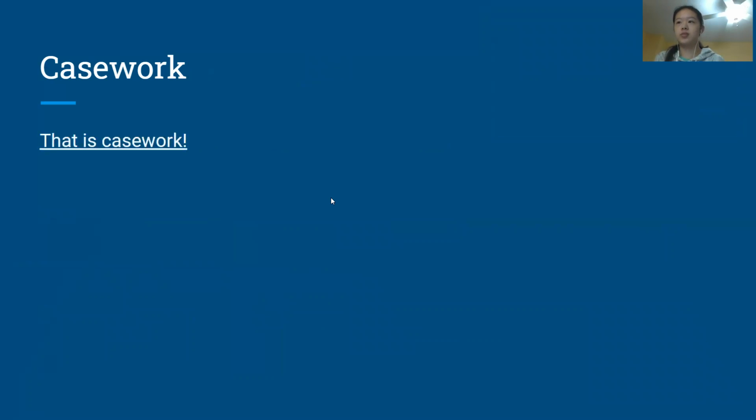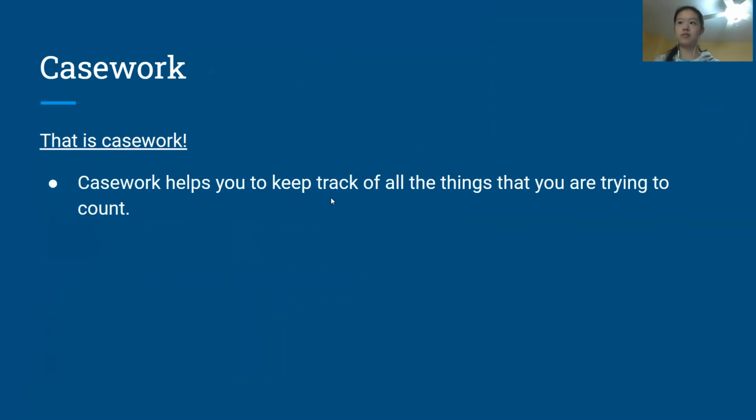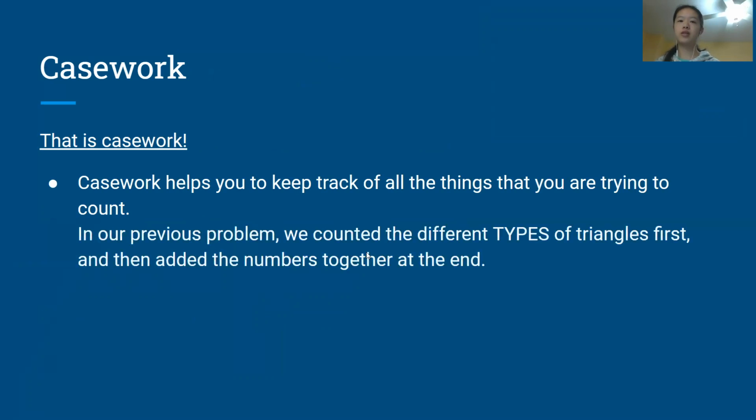So yeah, that's basically what casework is. It's just staying organized in your work, making categories as you're counting, and in this problem, we counted the different types of triangles first, and then added the numbers together at the end. The different types of triangles can be called cases, which is why it's called casework, because you're splitting the problem into cases and looking at each one individually first, and then you can add them all up together.